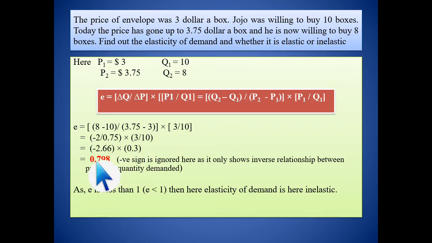Okay, 0.798 means it is less than 1. So when will elasticity be less than 1? When it is inelastic. So as elasticity is less than 1, here the elasticity of demand is inelastic. Well, how can we know whether elasticity is elastic, inelastic, perfectly elastic or unitary elastic? I have covered that in a previous lecture, and if you have not seen it till now, you can easily access it through the link I have mentioned in the description box.